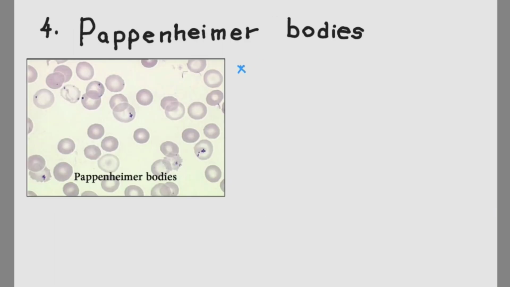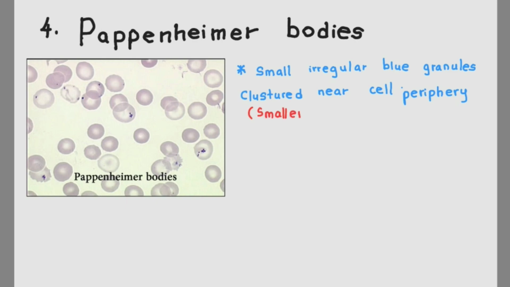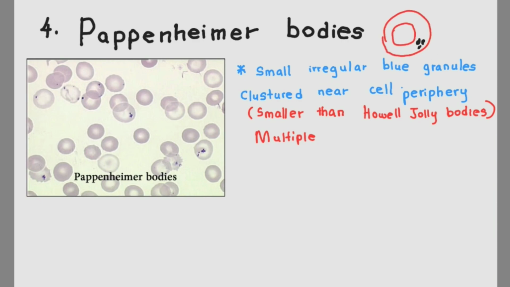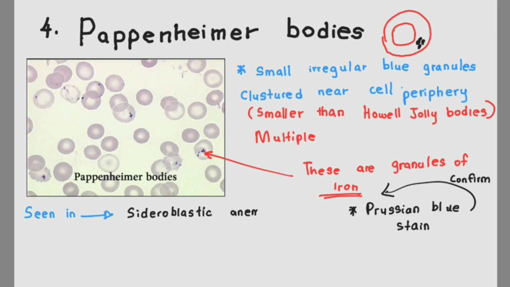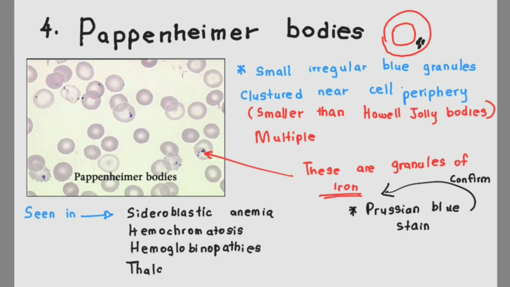Next one is Pappenheimer bodies. These are small, irregular, blue-colored granules which are clustered near the cell periphery. So these are in cluster form, they are blue in color, and they have irregular margins. These are iron granules, and they are observed in conditions like sideroblastic anemia, hemochromatosis, hemoglobinopathies, and in thalassemia.